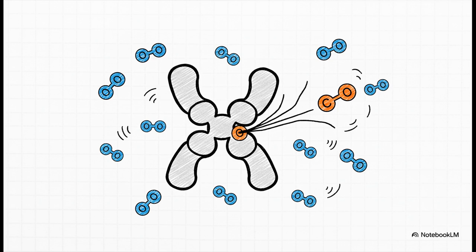Hemoglobin will grab onto a CO molecule over 200 times more tightly than it'll grab an oxygen molecule. What that means is even a tiny amount of CO in the air can completely hijack your body's oxygen delivery system, leading to severe and incredibly rapid oxygen deprivation.